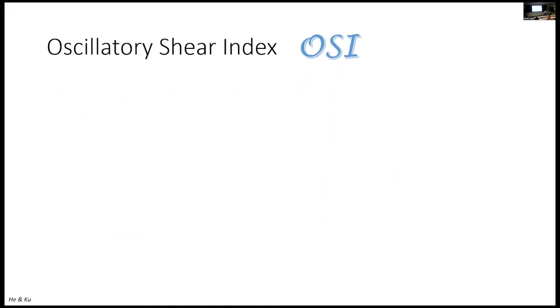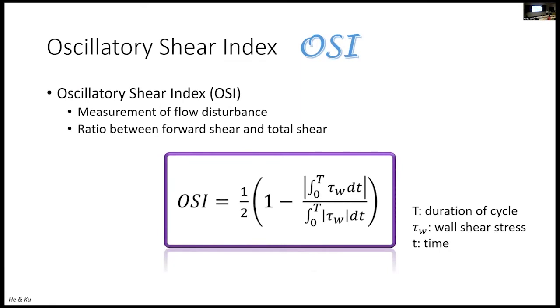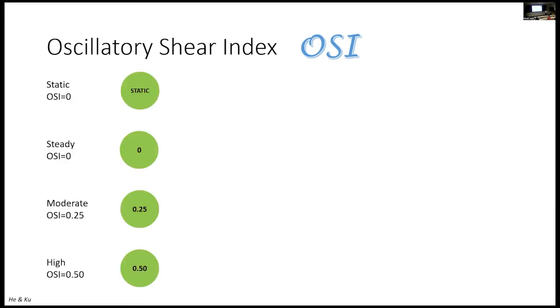So what is an oscillatory shear index? It is a measurement of flow disturbance which quantifies the ratio between forward shear stress and total shear stress. With the equation here, the big T is the duration of the cycle, tau is the wall shear stress, and little t is time. The OSI value ranges between 0 and 0.5.